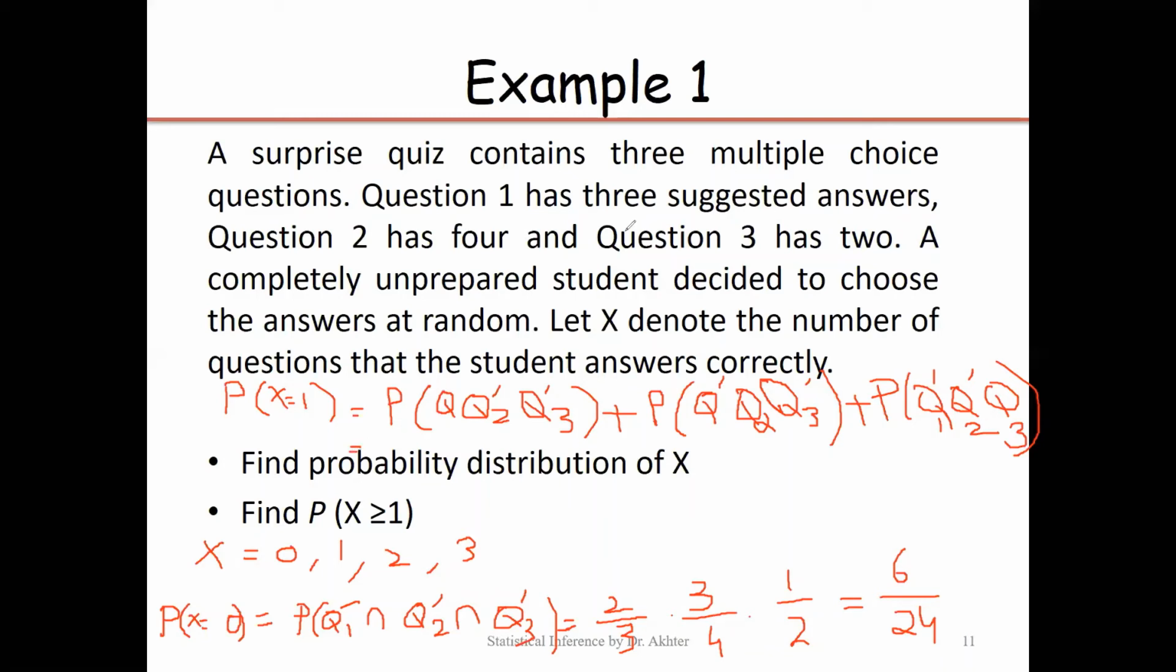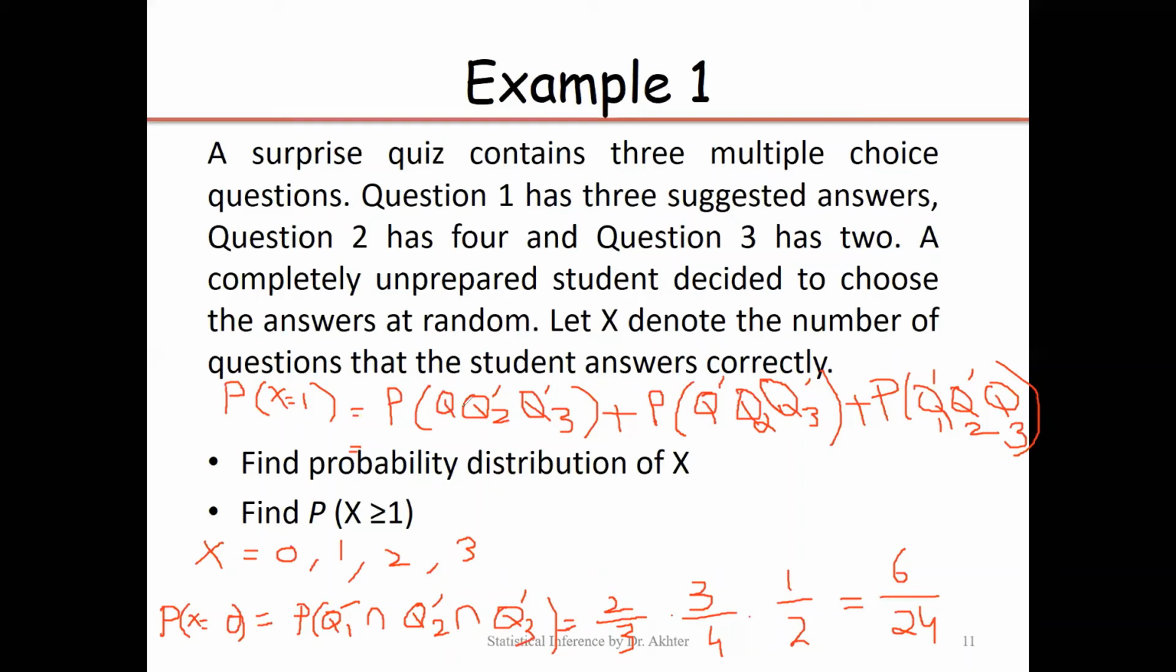We cannot apply binomial here. The reason is the probability of each outcome is not the same for all the questions. So binomial is not the option for this question. The reason is each question solved correctly has a different probability.